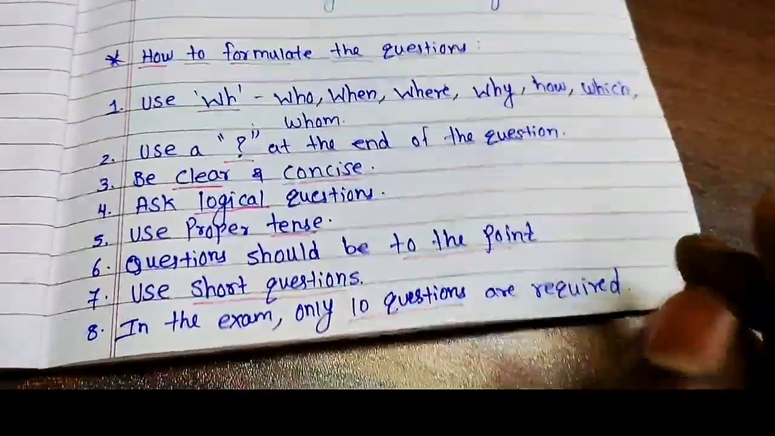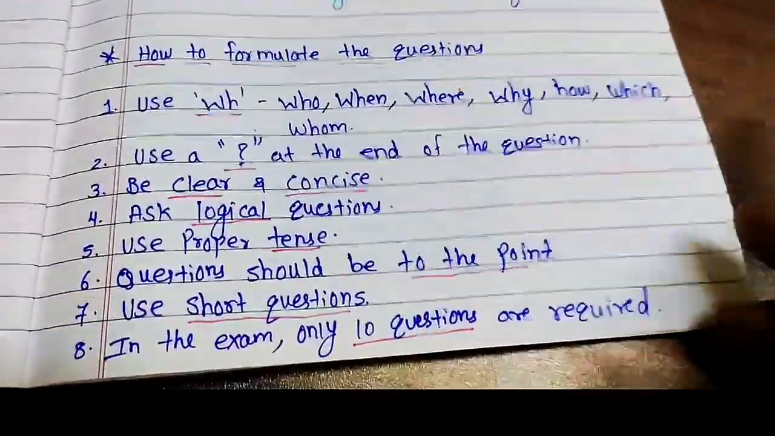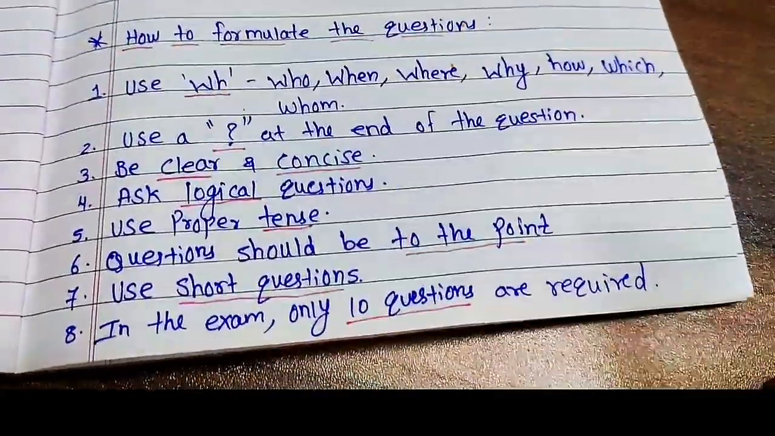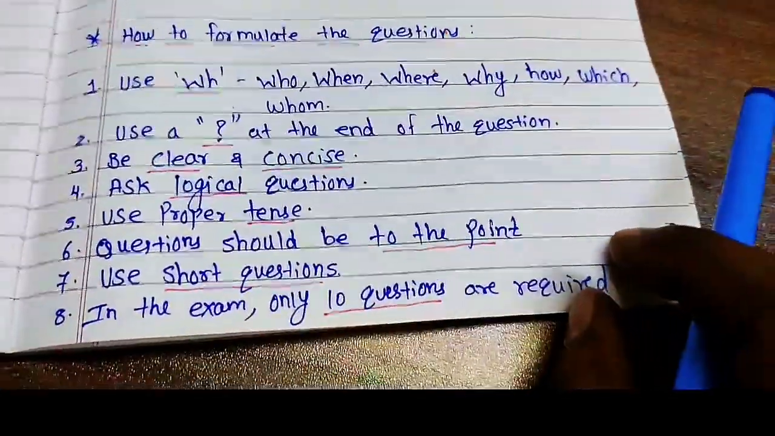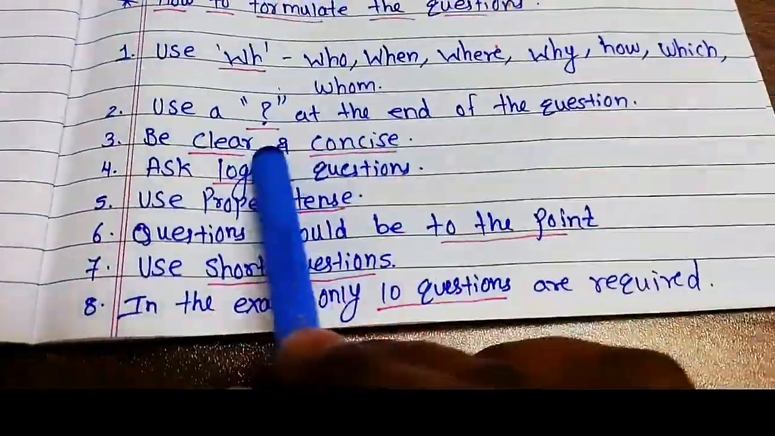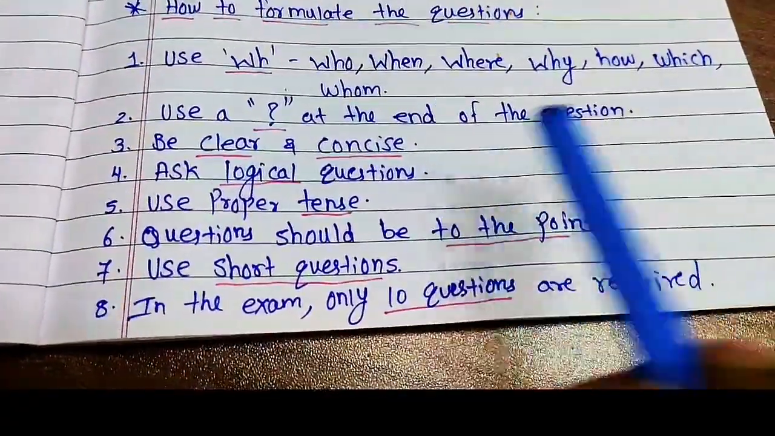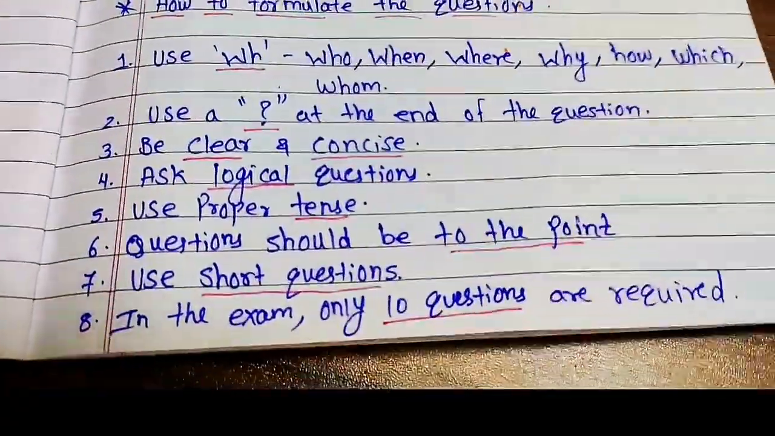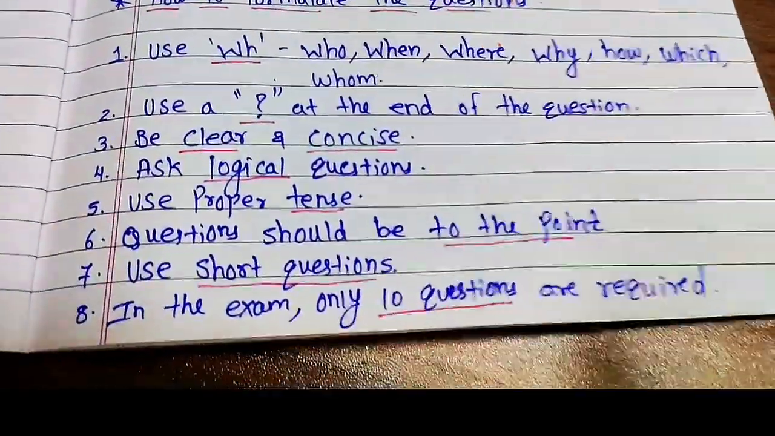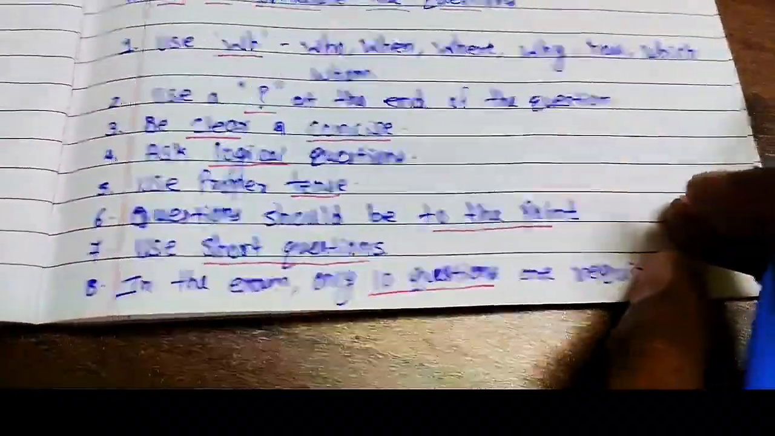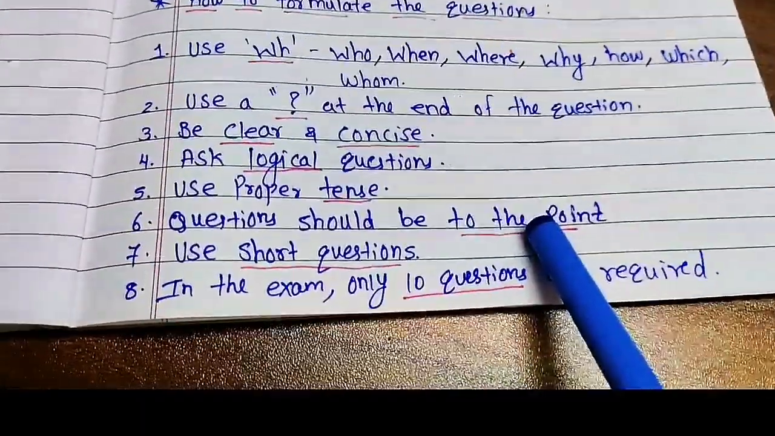Is it clear? The next thing is you have to use a question mark at the end of the question because you're asking questions. After the question you have to put the question mark. Whenever you're asking a question, it should be clear and concise. मतलब उनको confusion में मत डालो कि exactly तुमने क्या पूछा है. The question should be clear and concise. Ask logical questions, not irrational questions. The next is use proper tense.